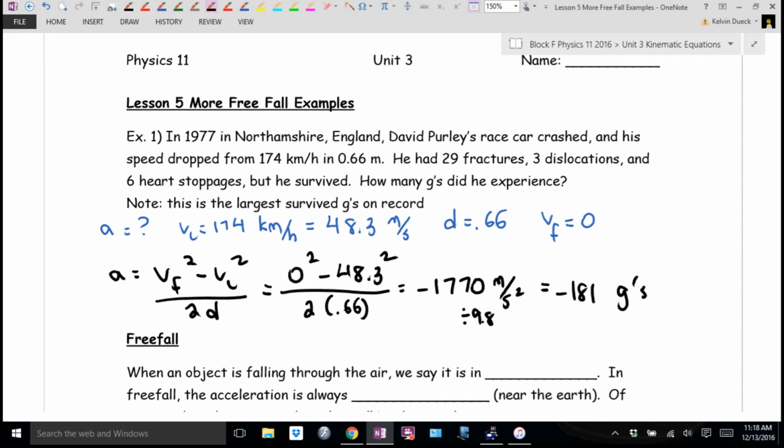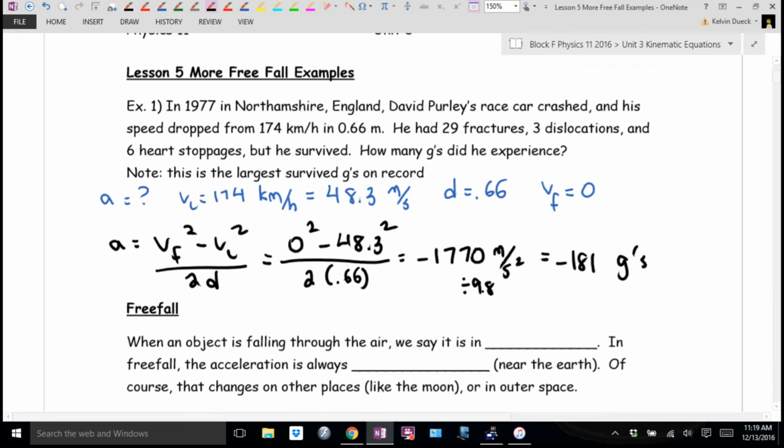It is possible that someone has survived more than that in a car crash. It's just we didn't happen to capture it on camera, and so we don't have the data and we can't analyze it. So that's why I said this is the largest survived on record. I suspect someone has survived more in a massive car accident somewhere, but it wasn't captured on film, so who knows? Okay.